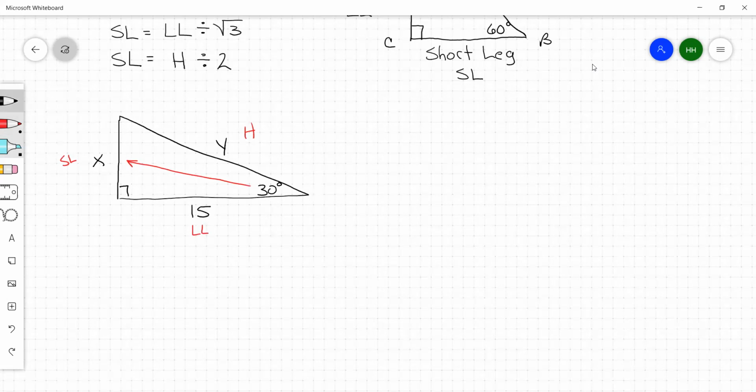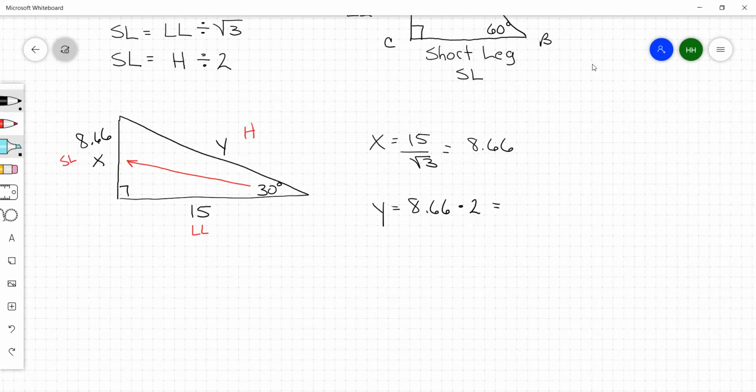All right, so in this case, your X, or your short leg, is equal to 15 divided by square root of 3. So 15 divided by square root of 3, 8.66. If this leg is 8.66, then Y is equal to 8.66 times 2, 17.32. So 17.32.